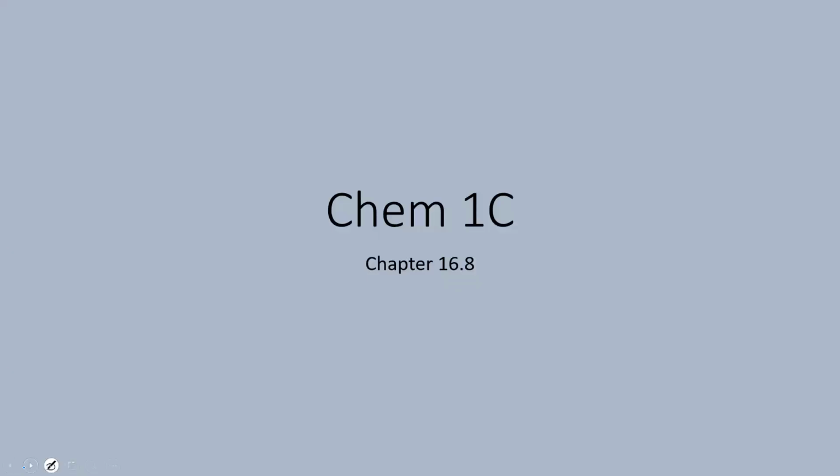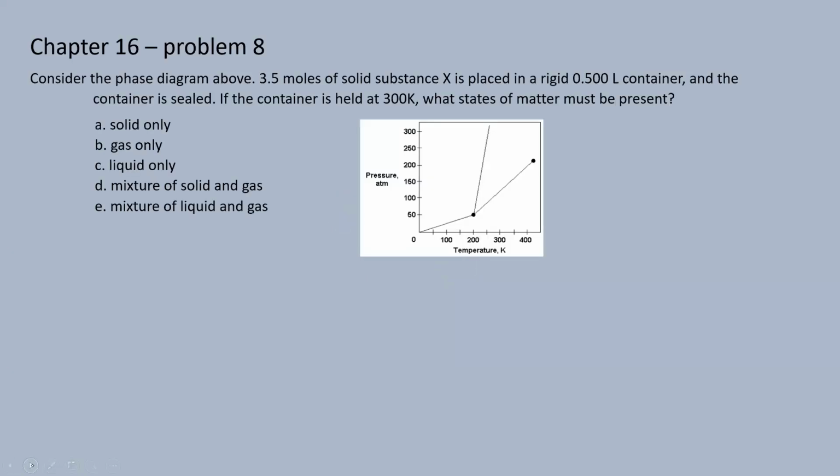Chapter 16, Problem 8. Consider the phase diagram above. 3.5 moles of solid substance X is placed in a rigid 0.5 liter container, and the container is sealed. If the container is held at 300 Kelvin, what states of matter must be present?